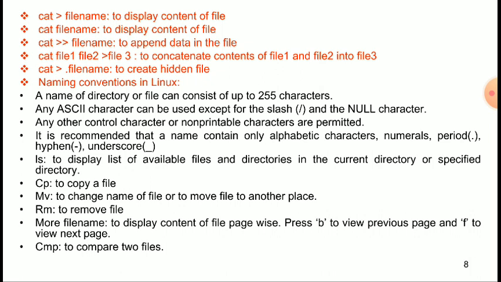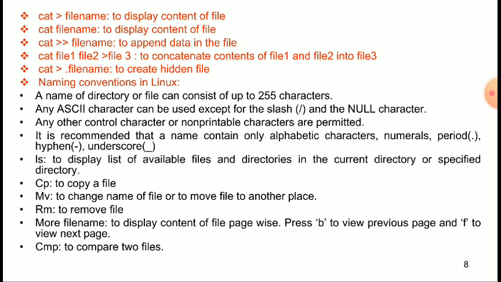ls means to display a list of available files and directories in the current directory or a specific directory. Next command is cp. cp means copy, to copy a file. Next command is mv. mv means to change the name of a file or to move a file to another place. That is move, mv. Next is rm. rm means to remove a file.